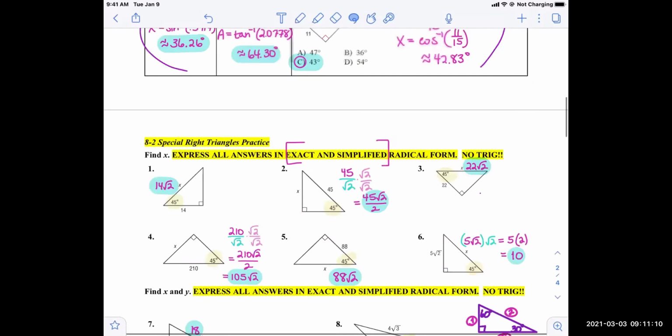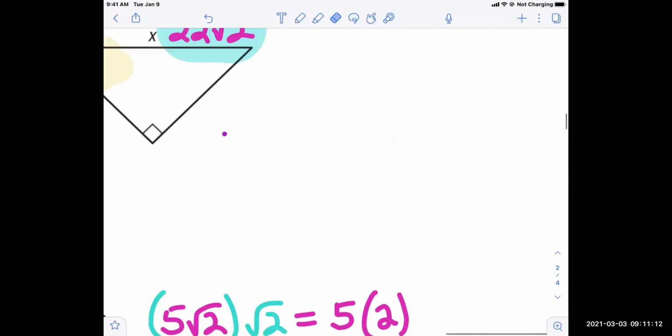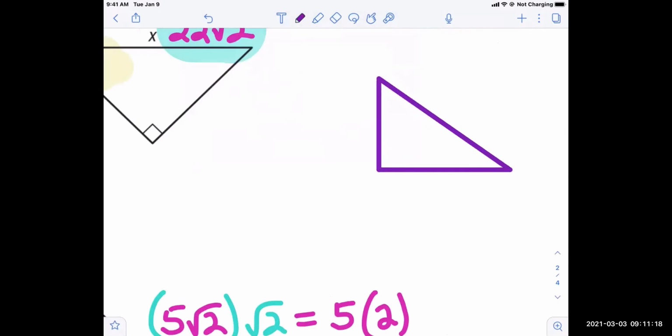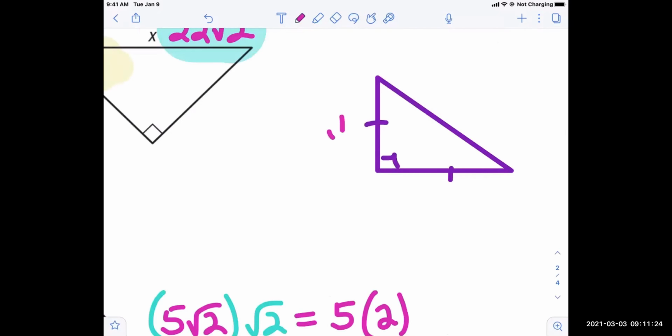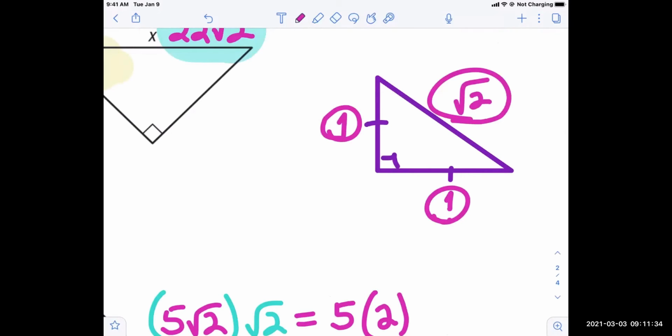Okay, and then in a 45, 45, 90, you've got 1, 1, and what? 1, 1, and square root of 2. So remember, both of them have square roots in them.